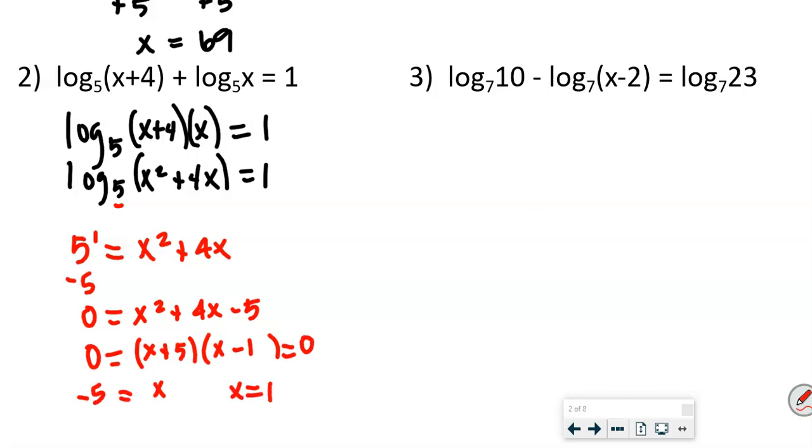Now what we must do with both of these is check them, okay? So obviously, negative 5 plus 4 up here, that's a negative 1. Well, I can already tell by that we cannot use the negative 5. It's going to be an extraneous solution. So I'm going to put an x through that, and I'm going to write extraneous here. But when we put that 1 up there, 1 plus 4 is 5, and the log base 5 of 1 is okay. So 1 works for both of them, okay?